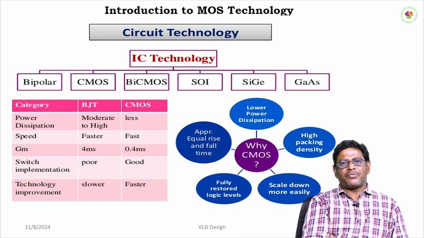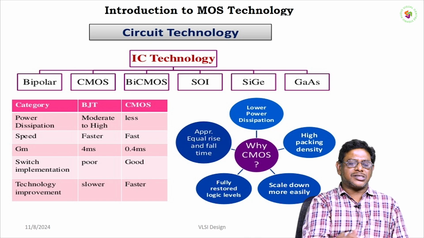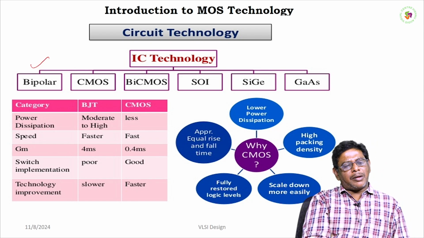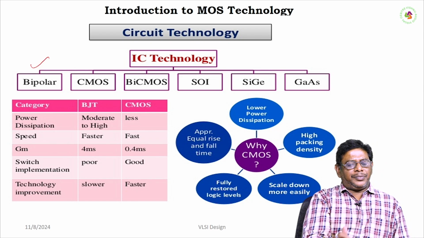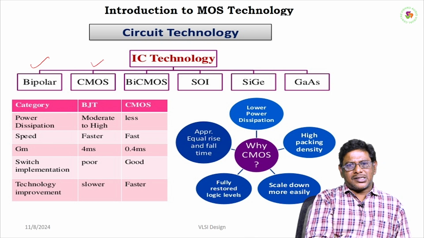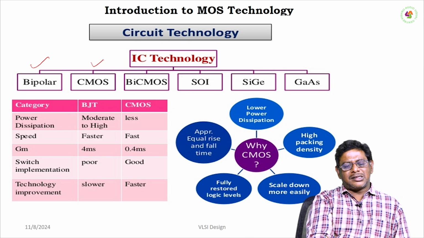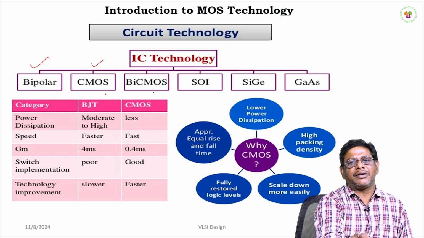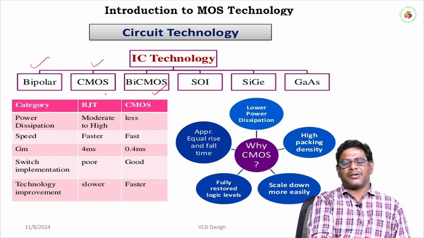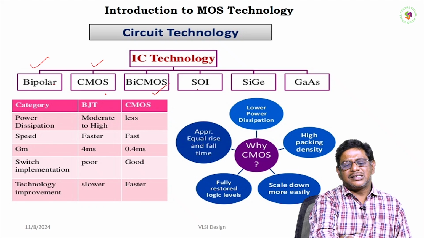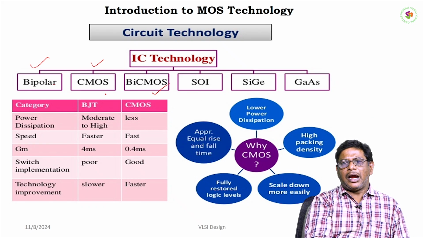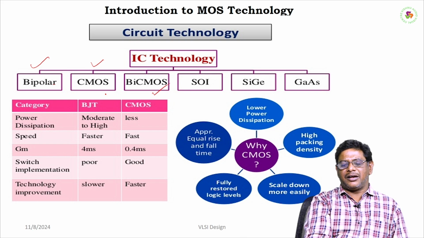Coming to different types of technologies, we can classify them into different types. The first one is bipolar, so BJT models come under bipolar technologies. Then the next one is CMOS technology, complementary metal oxide semiconductor devices. A combination of bipolar as well as CMOS can be treated as BiCMOS. Then silicon on insulator, the next one is silicon and germanium, and the next model is gallium arsenide.